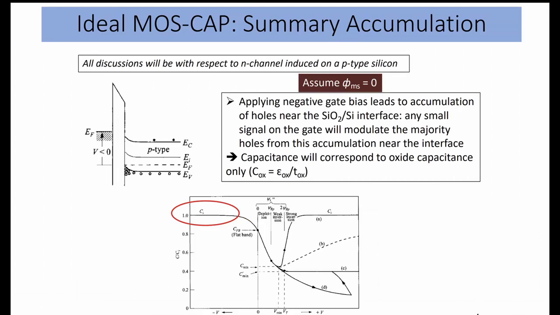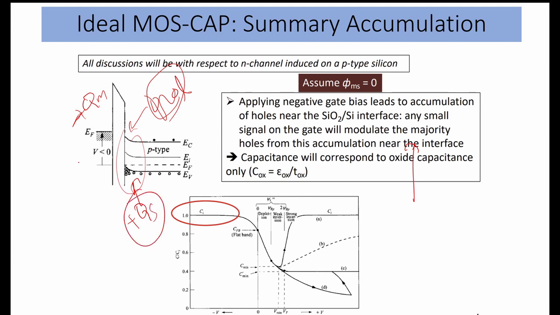Yes. Okay. So any small signal to the gate modulates the majority holes only, which are in accumulation near the interface. There is accumulation of holes at the interface only. Whatever the charge is at this position, minus qm, the same charge, plus qs, will be there, because we are applying the negative voltage. So there is a sheet of charges at this junction.